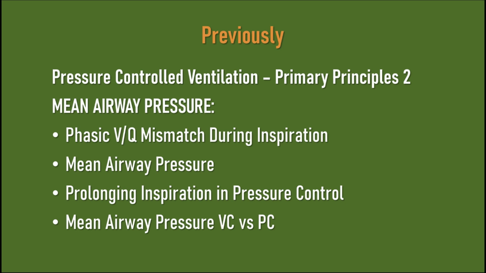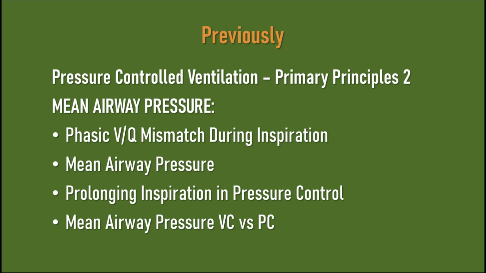Previously, I did 2 tutorials on the fundamentals of pressure control ventilation. The second tutorial was principally about mean airway pressure, and I explained the importance of why you need to adjust mean airway pressure in the setting of the concept of phasic ventilation perfusion mismatch during inspiration. The mean airway pressure can be increased by increasing the PEEP, by increasing the inspiratory pressure, but most effectively it's increased by increasing the respiratory rate or the inspiratory time in the setting of an increase in the I to E ratio. So by increasing the inspiratory time but reducing the expiratory time.